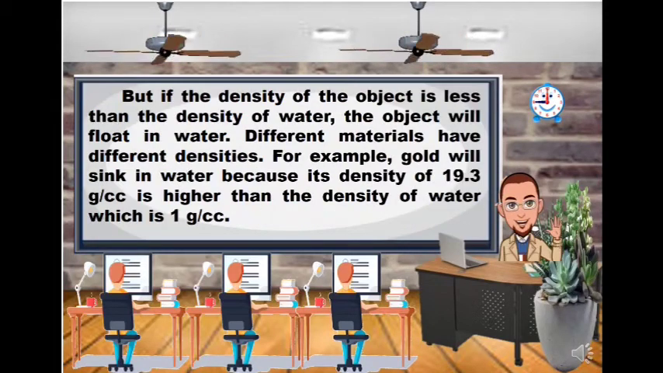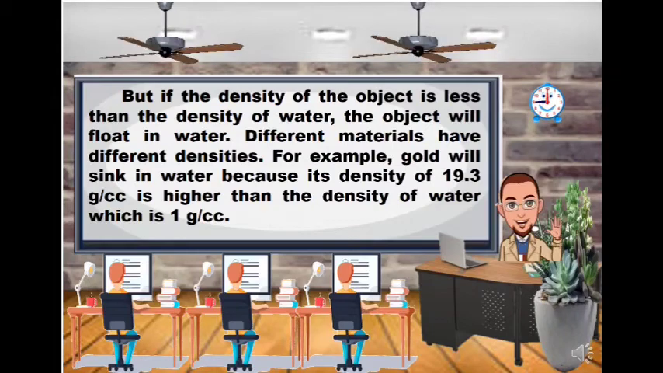But if the density of the object is less than the density of water, the object will float in water. Different materials have different densities. For example, gold will sink in water because its density of 19.3 grams per cubic centimeter is higher than the density of water, which is 1 gram per cubic centimeter. Ayan. So, pag mas mabigat, ibig sabihin, magsisink siya.